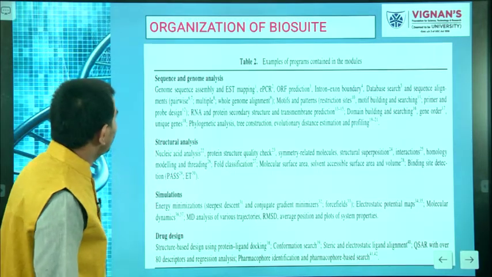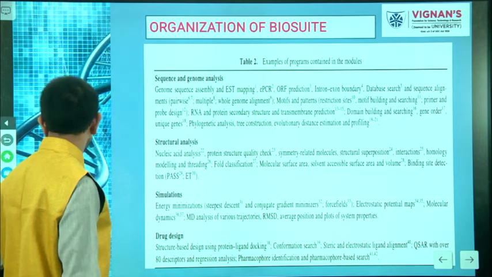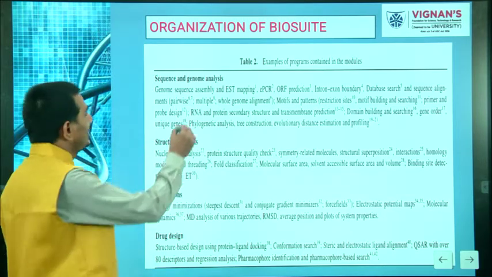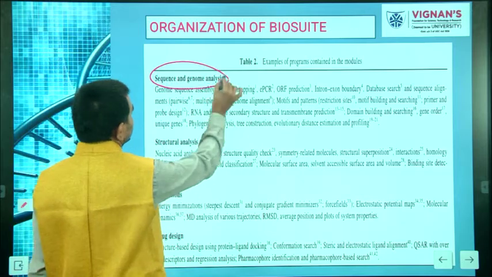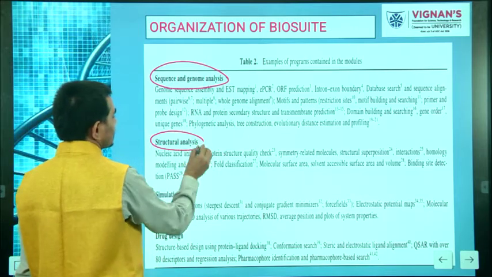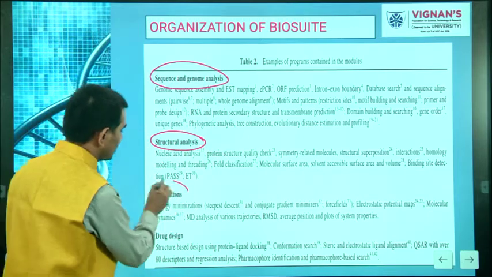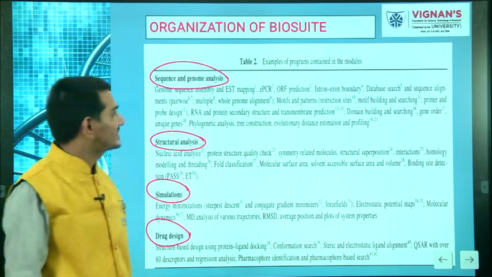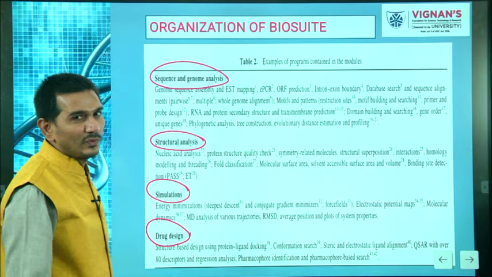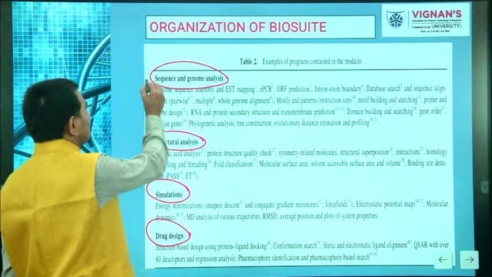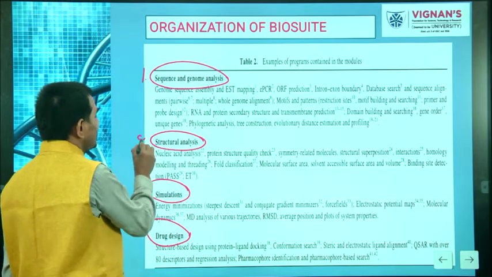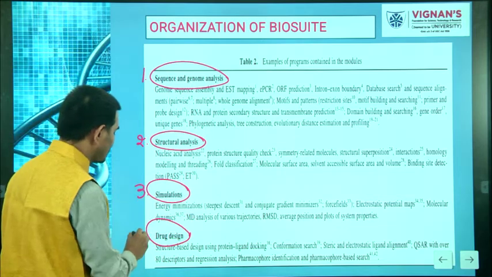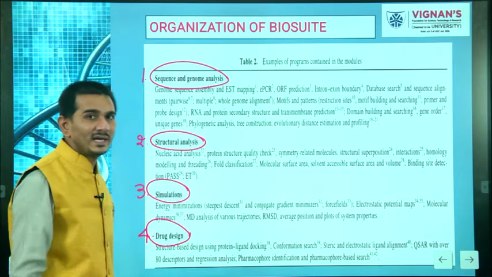And coming to how Biosuite is organized. It is very clearly organized into 4 important modules. The first one is sequence and genome analysis. The second is structural analysis, third is simulations, and fourth is drug design. So Biosuite is organized into 4 modules. First module is sequence and genome analysis. Second module is structural analysis. Third module is simulations, and fourth module is drug design.